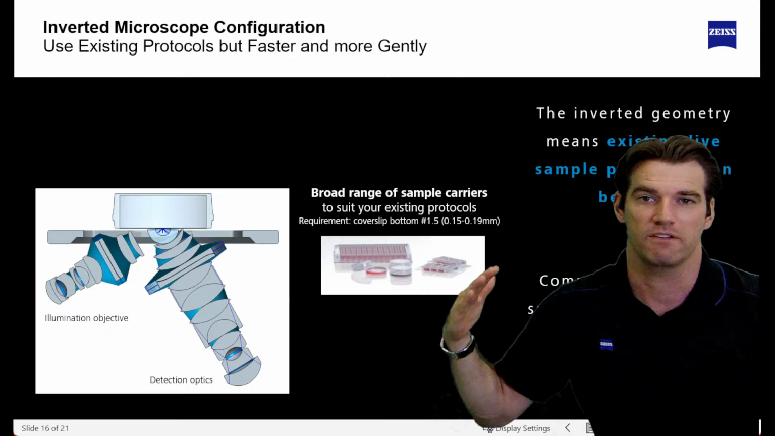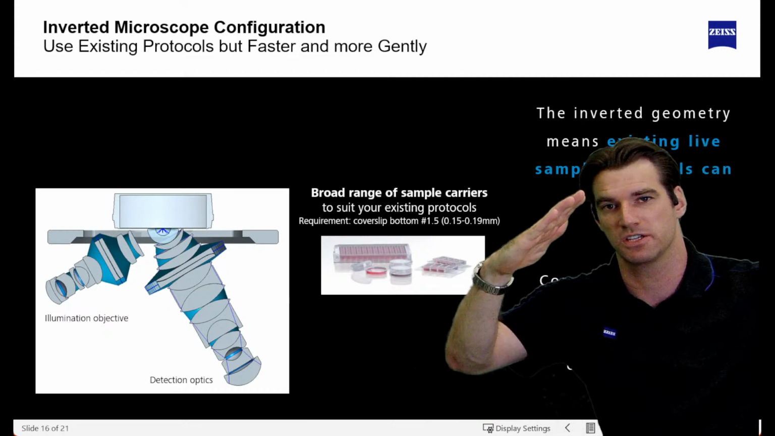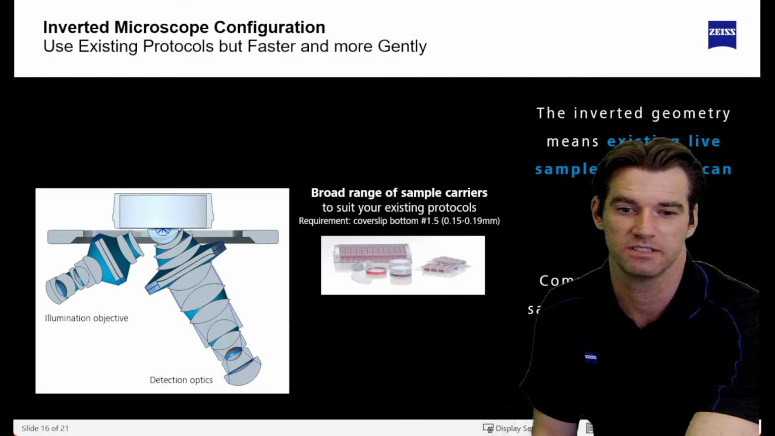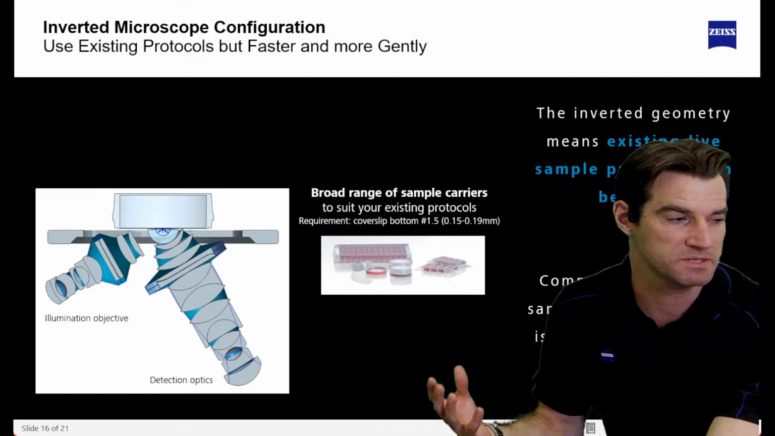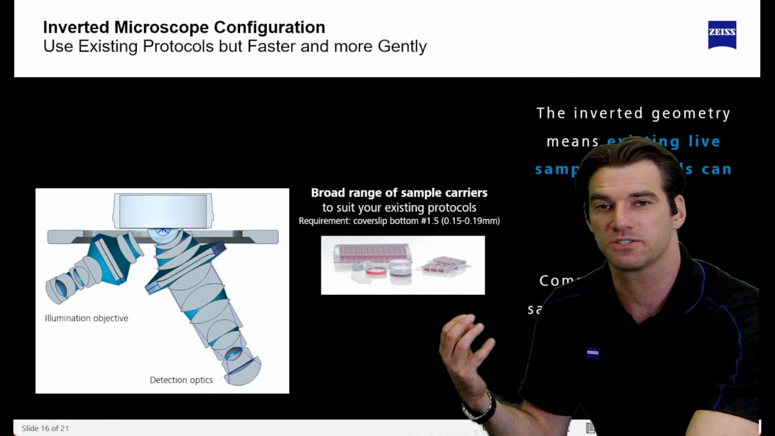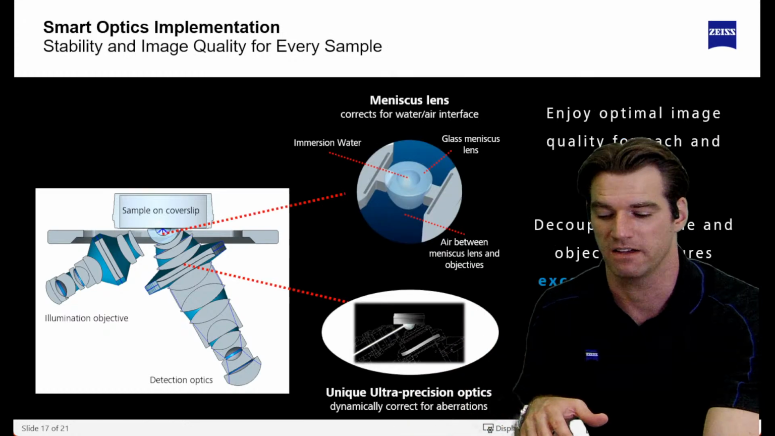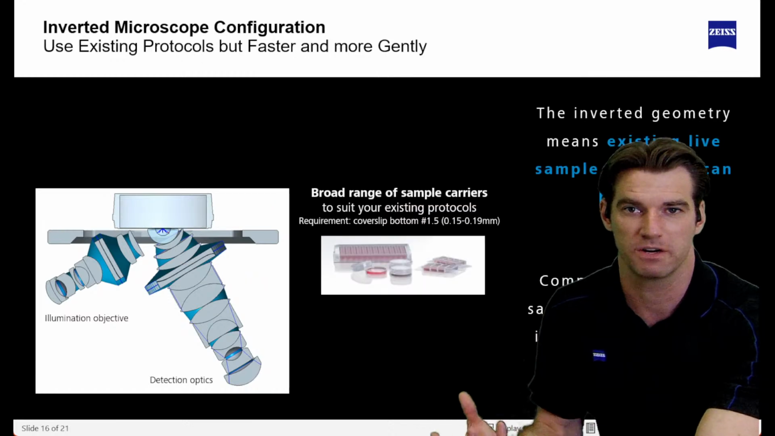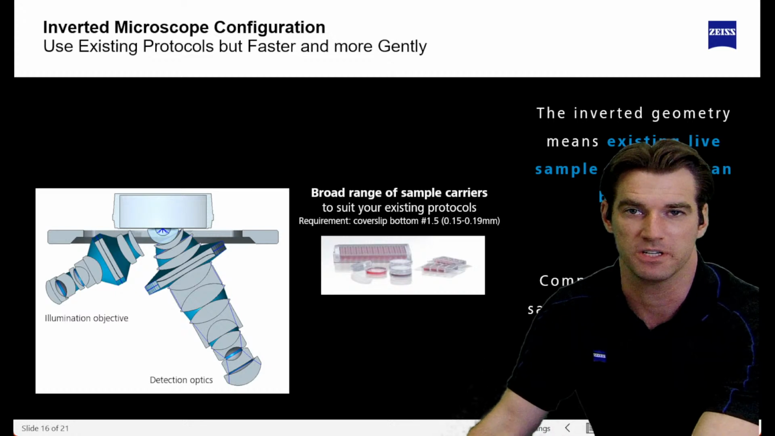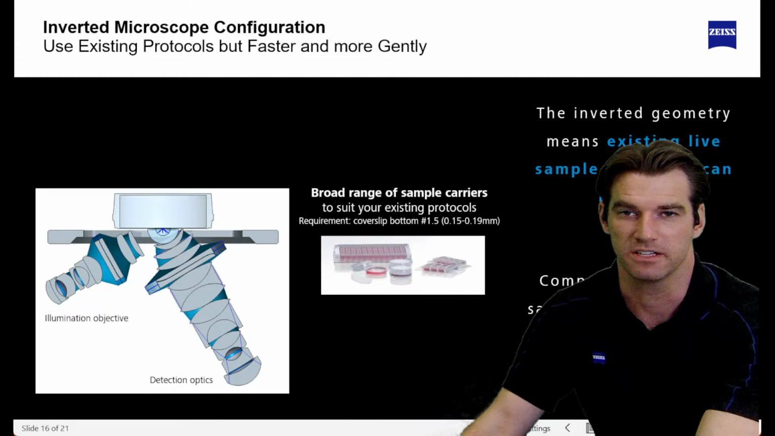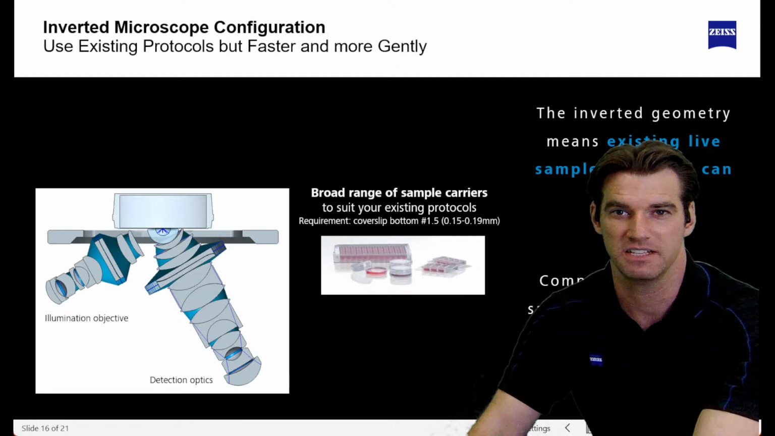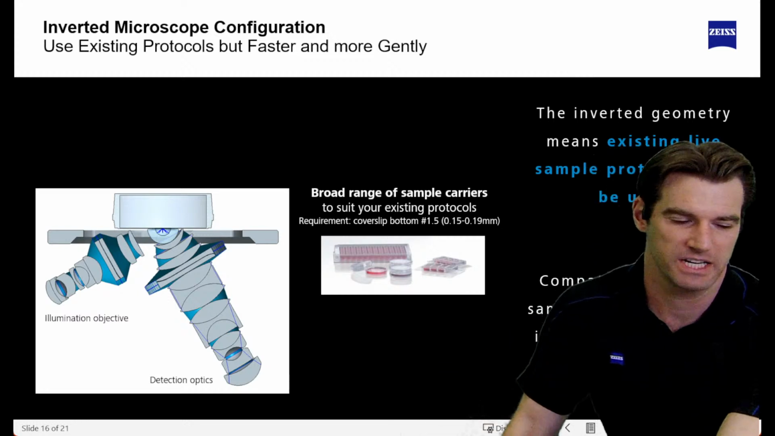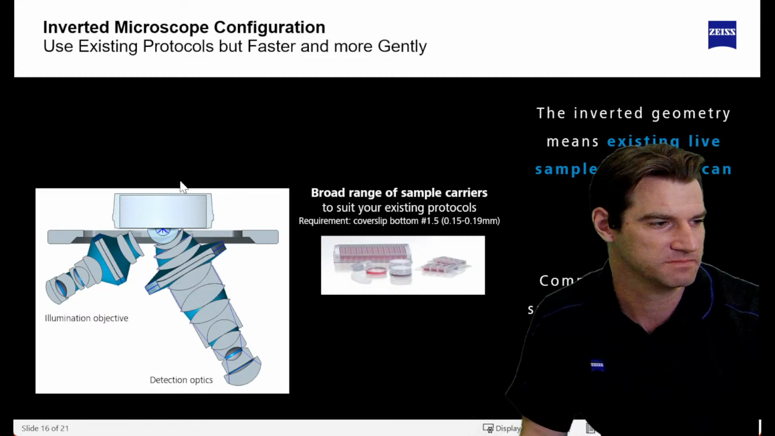And with that, we have a beam that's going through the sample, and we can just scan the sample through that beam. And that's how we're able to accomplish this in an inverted system. What this means is that you can take the samples that you already have, whether it's a 96 well plate or a 35 millimeter dish, whatever you're already growing your live samples on, and put it on the system and get all the advantages of lattice light sheet imaging. So it's extraordinarily simple. But let's show that in a little bit more detail.